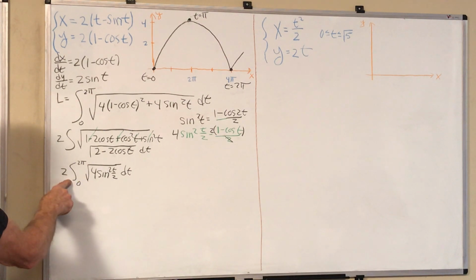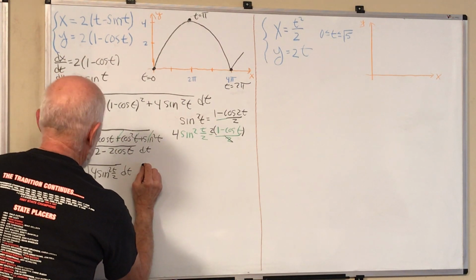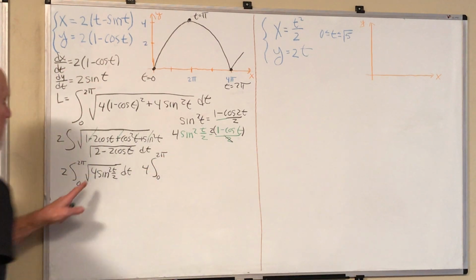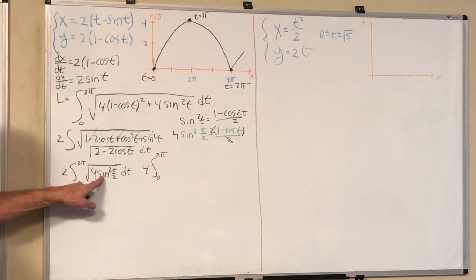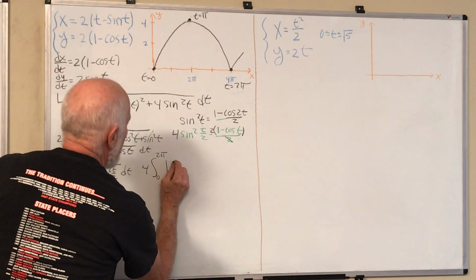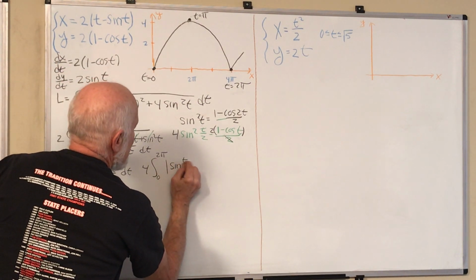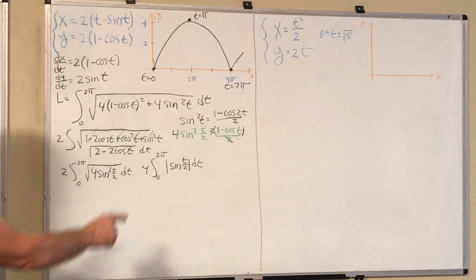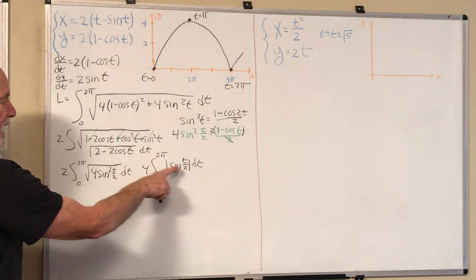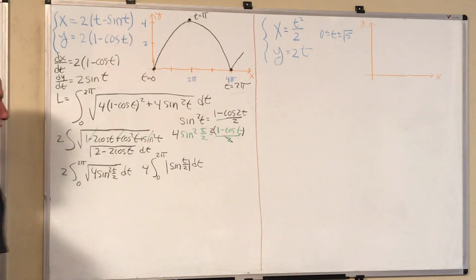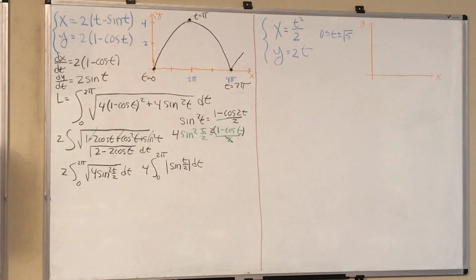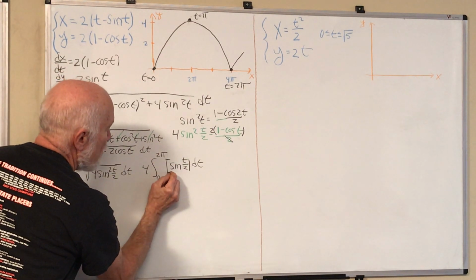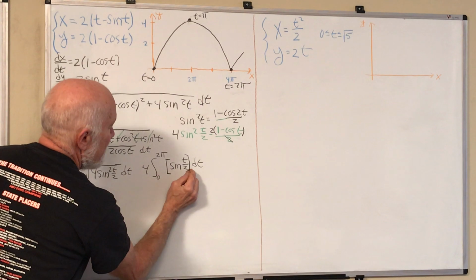And the square root of 4 is 2. And if you have the square root of something squared, it's the absolute value of the sine of t over 2 dt. But again, since you're going from 0 to 2 pi, the angle here will never be bigger than pi. So what's inside the absolute value is positive, we don't really need to consider the absolute value.